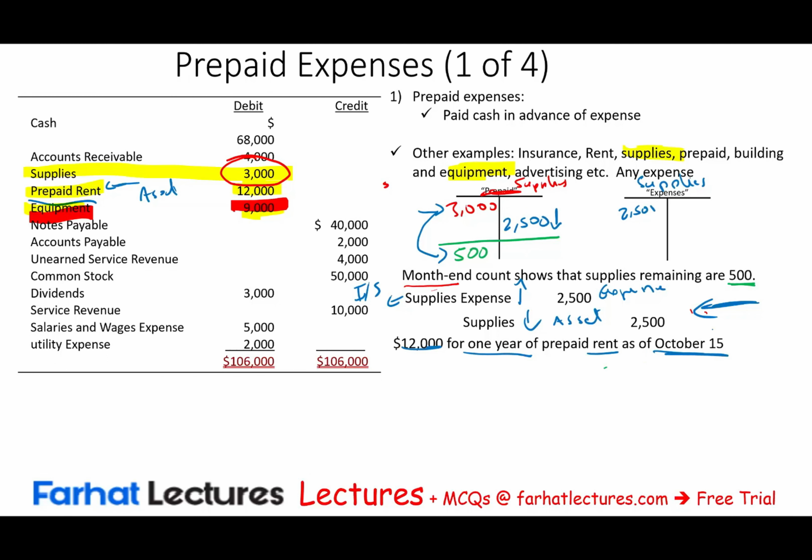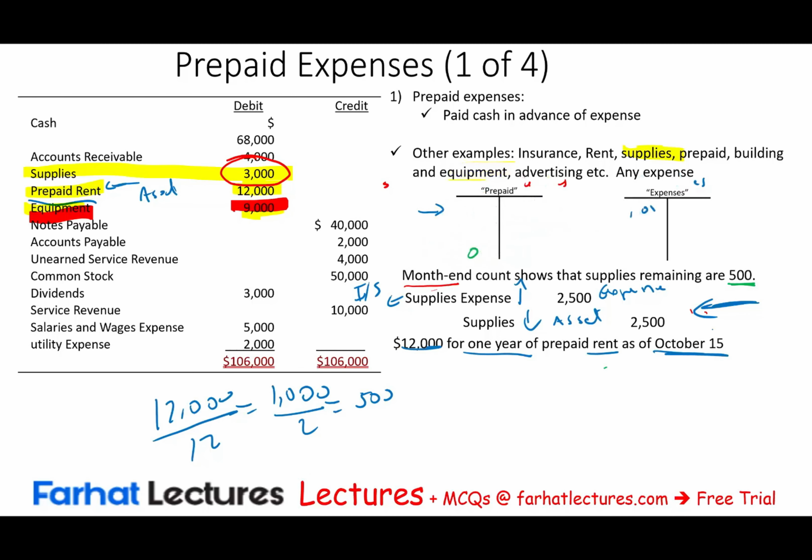And let's think about it. We paid $12,000 for 1 year, which is 12 months. Each month we will expense $1,000. For October, we only have half a month. Therefore, we are going to reduce prepaid by half of that.